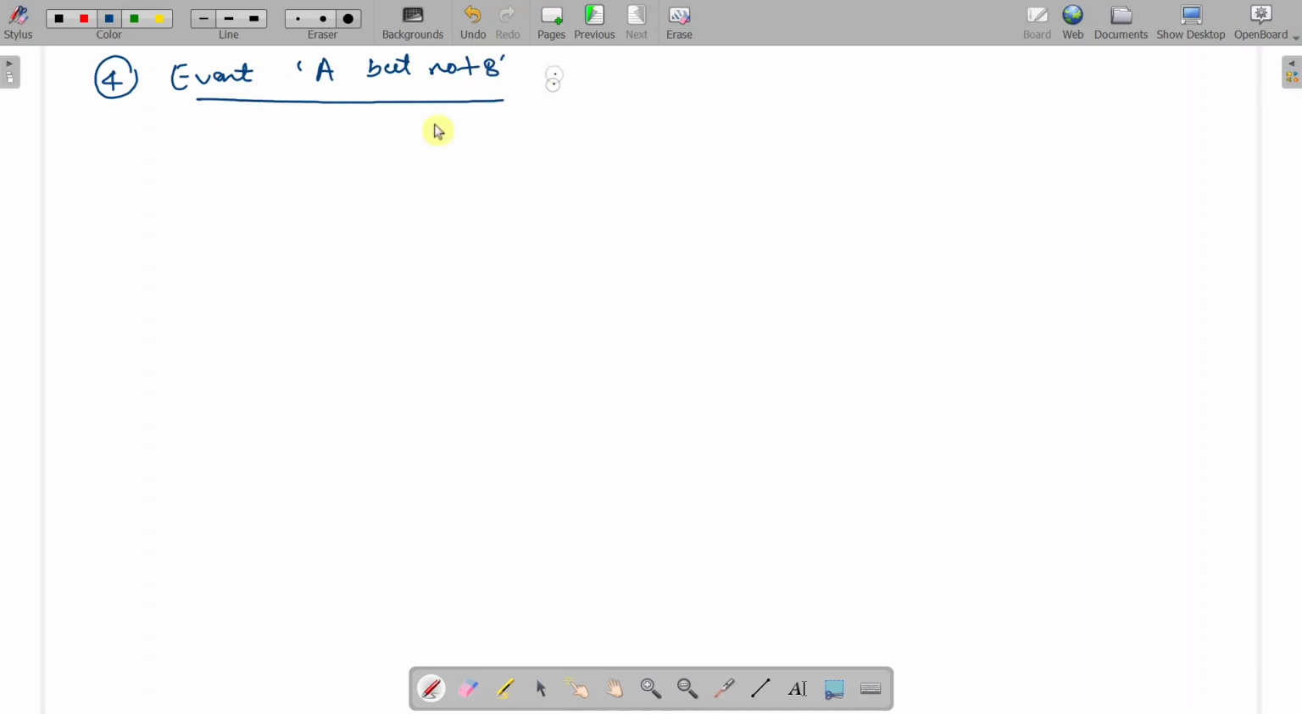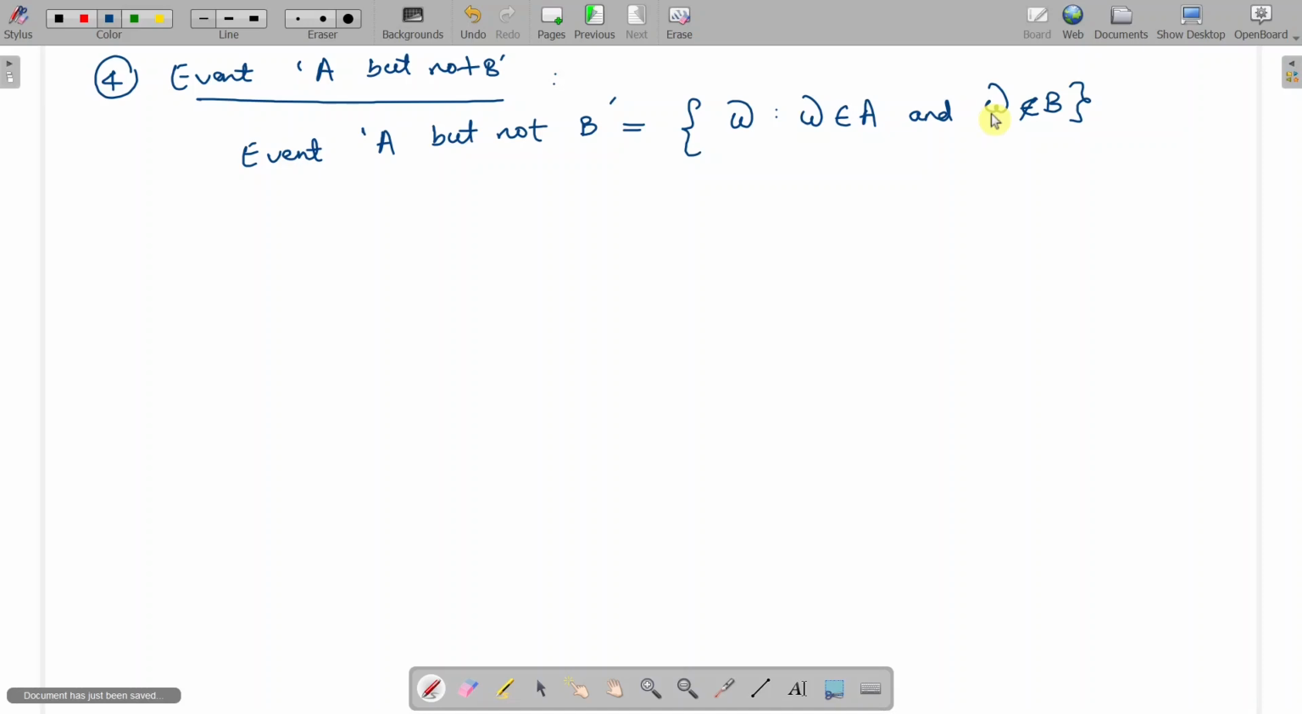Okay, so the event A but not B is equal to omega, such that omega belongs to A but omega doesn't belong to B. Okay, and 'and' and 'but' are the same in set theory notation. In set theory language, 'and' and 'but' are the same. So this is the event A but not B.